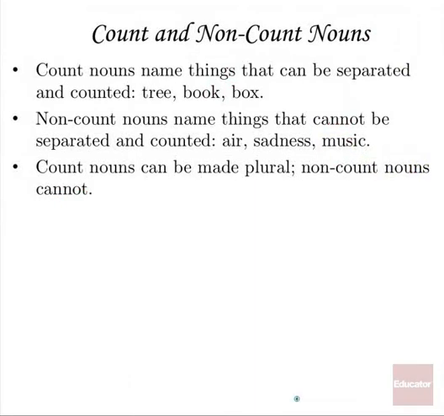Now, count and non-count nouns. These actually trip a fair number of people up. Count nouns, quite simply, are things that can be separated and counted, like tree or book or box. You can say one tree, two trees, three trees. Notice that count nouns can be plural. Non-count nouns name things that cannot be separated and counted, like air or sadness or music. You don't say one air, two airs, or one music, two musics. It just doesn't make any sense. You say more music, more air, less air, because they're non-count nouns. You can't break them up. Count nouns can be made plural, one, two. Non-count nouns cannot. Major difference between them.